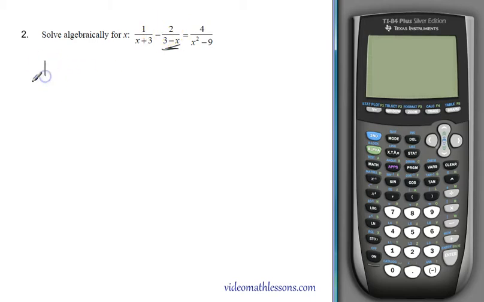So let's take a look at this. 1 over x plus 3. Now, this is called factoring. I'm going to plus a -2, and we're going to factor out a -1. If I take out a -1, it changes it to x minus 3, which is the way we normally see it, equals 4 over, and we'll factor this as we go, x plus 3, x minus 3.